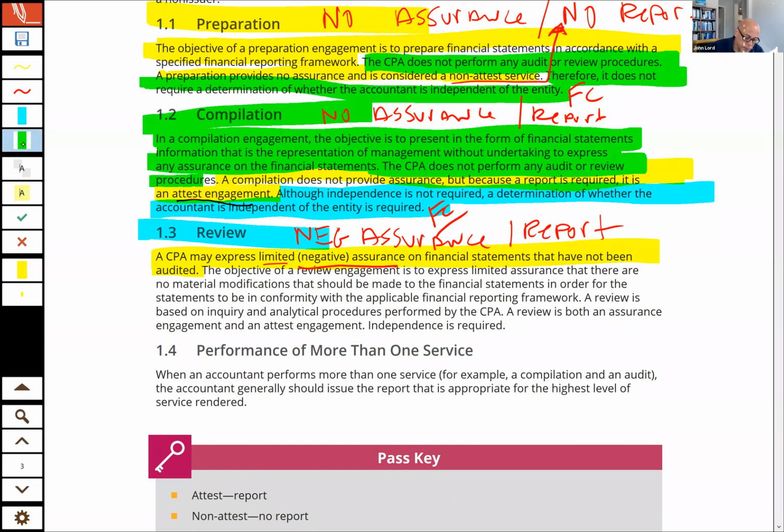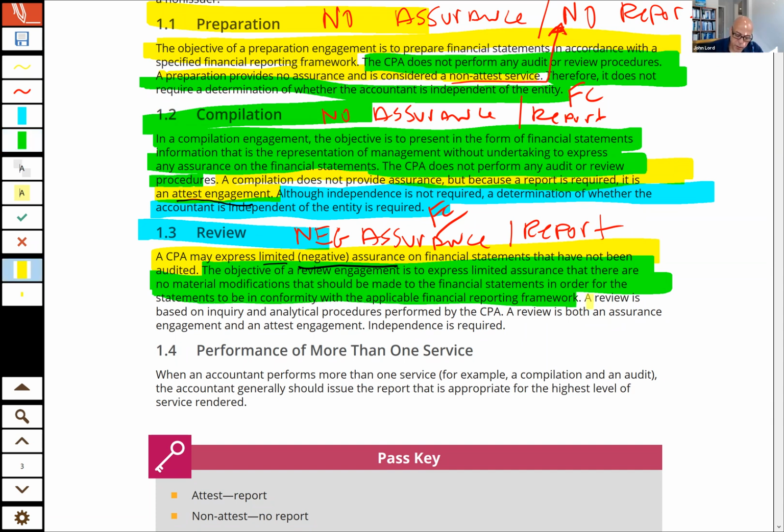So the objective of the review engagement is to express limited assurance that there are no material modifications that need to be made for the financial statements to be in accordance with the applicable framework, probably US GAAP. Now let's see what they tell us here. A review is based on inquiry and analytical procedures performed by a CPA.